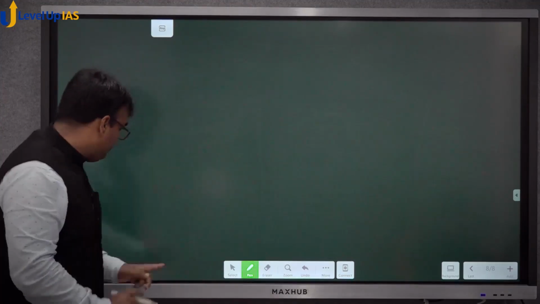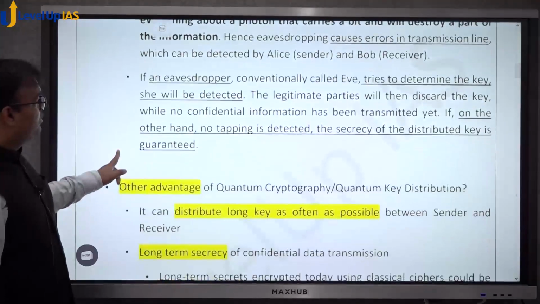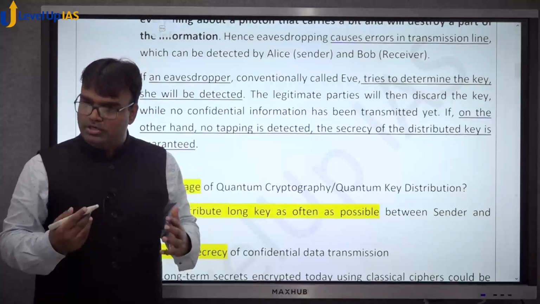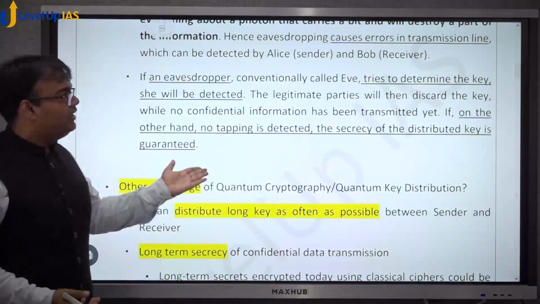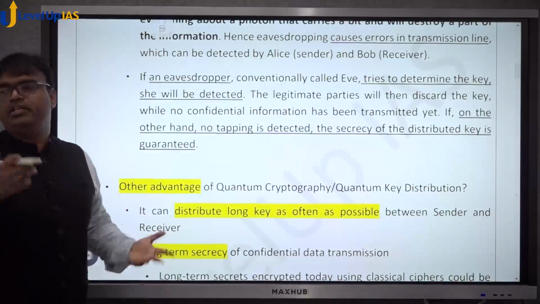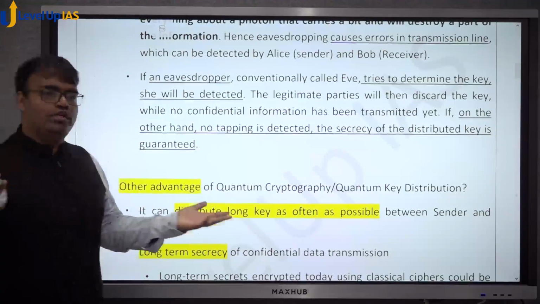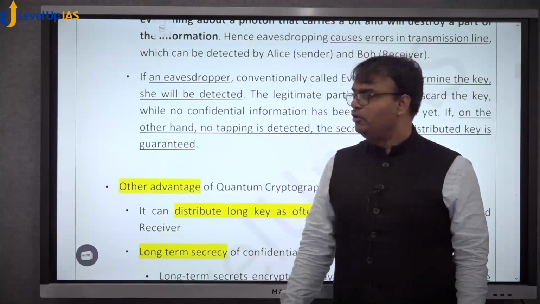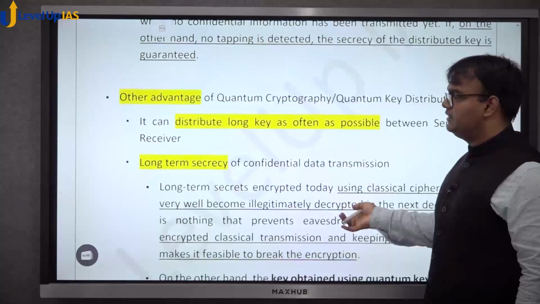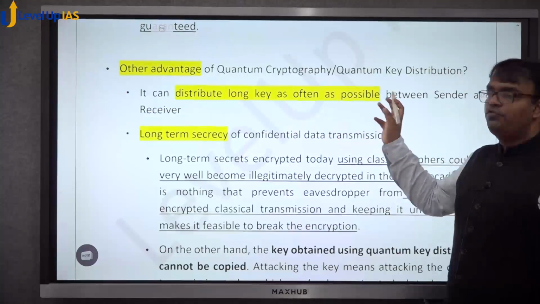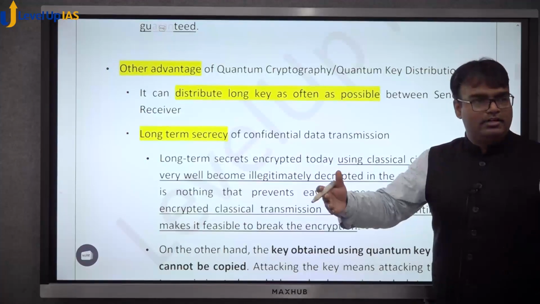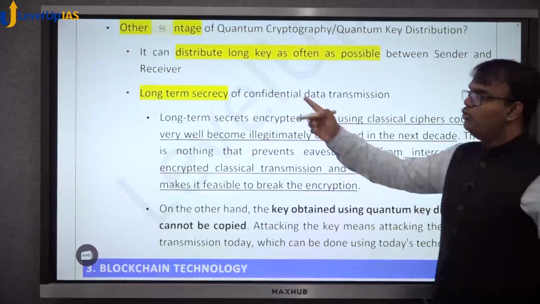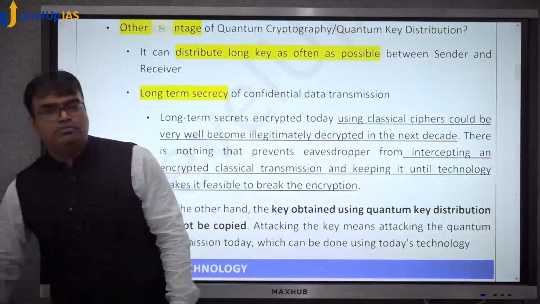Okay, so coming back to this, here we are saying that if we are transferring our key using the quantum cryptography mechanism, then if an eavesdropper tries to read the key, it would change. We would also know that someone has tried to interfere, and we would reinitiate our communication. Now, there are some advantages. It can distribute a long key as often as possible, any size of key. Plus, it ensures long-term secrecy.